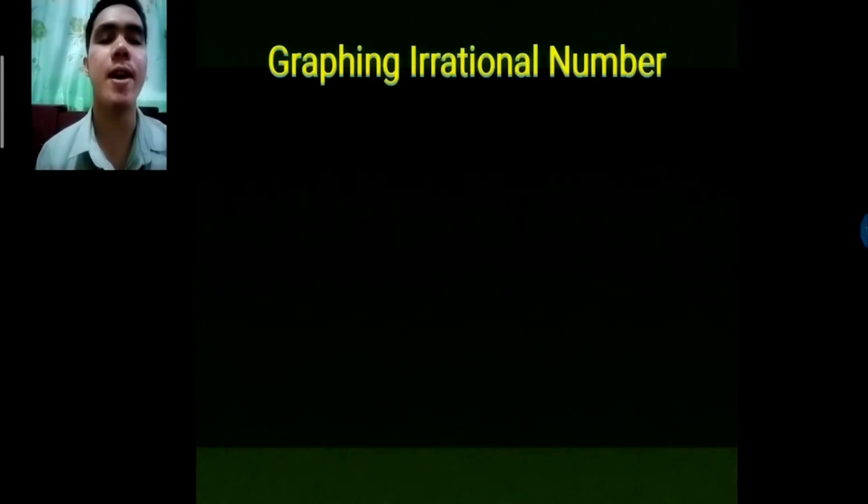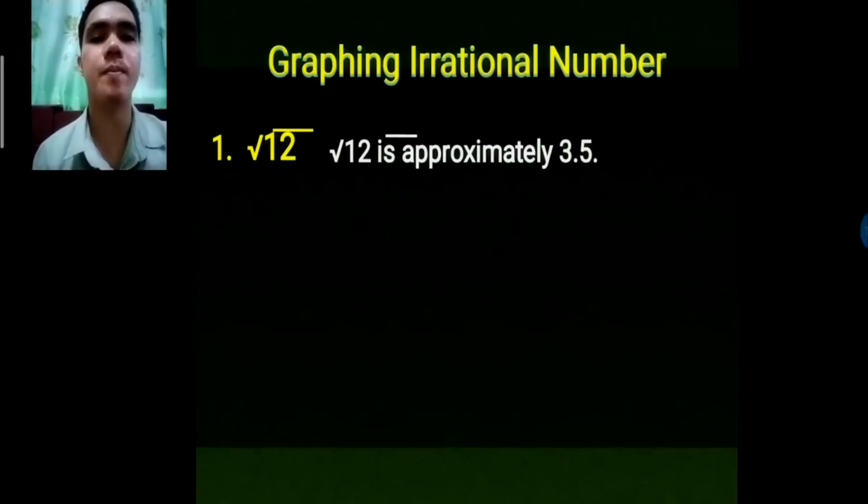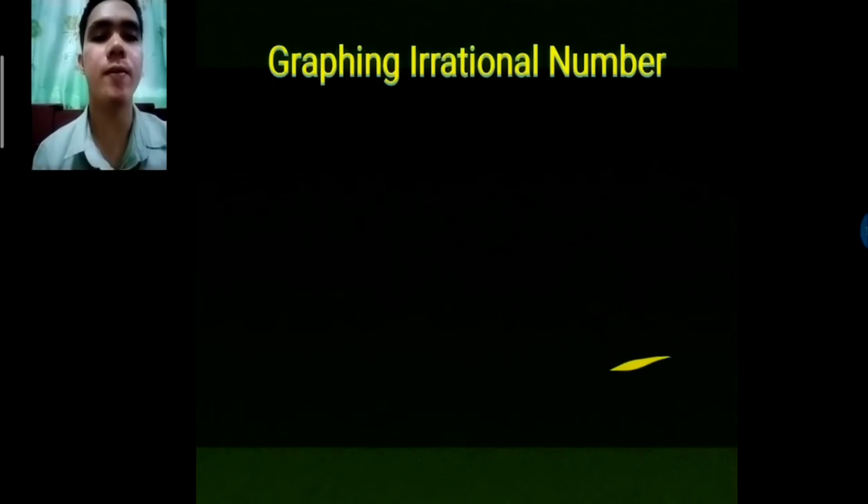Now let's graph irrational numbers. So, graphing irrational numbers. How are we going to graph an irrational number? First, you have to estimate the square root of that irrational number. So since the square root of 12 is approximately 3.5, where is 3.5? That is between 3 and 4. Okay, so approximately here, square root of 12.